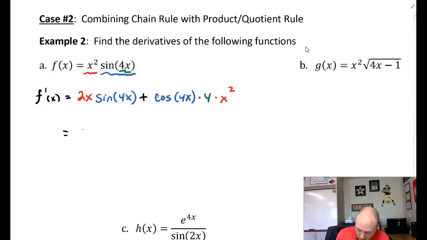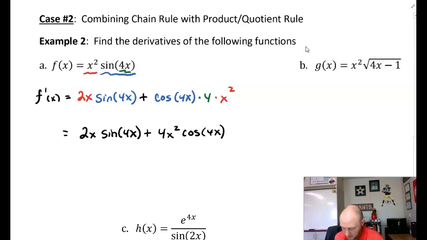But I have another function inside here, so I'm going to multiply times 4. Okay, multiplied times the first, which is an x squared. And if we wanted to clean this up, 2x sine of 4x plus 4x squared cosine of 4x. All right, so there we go.